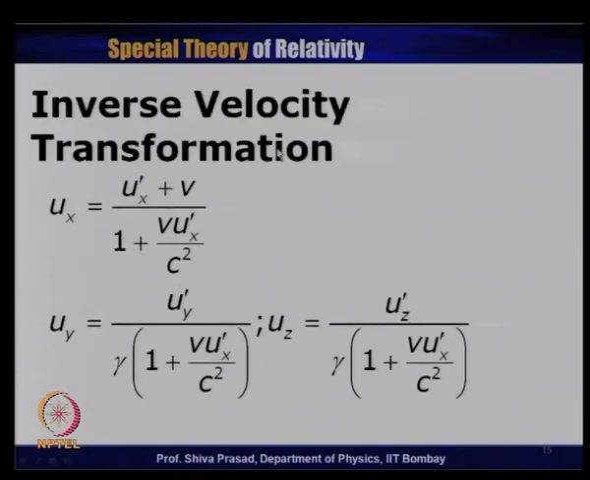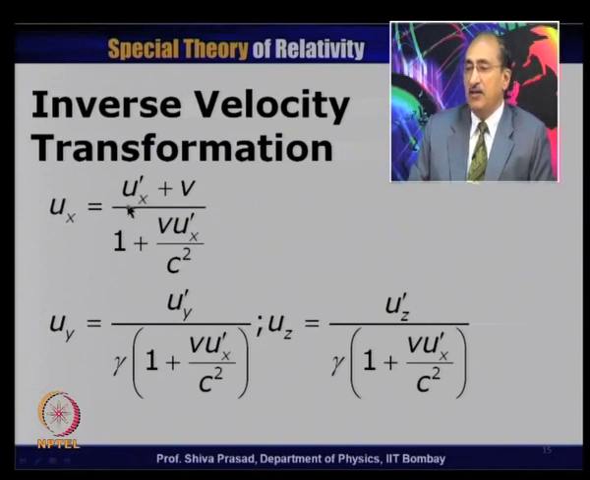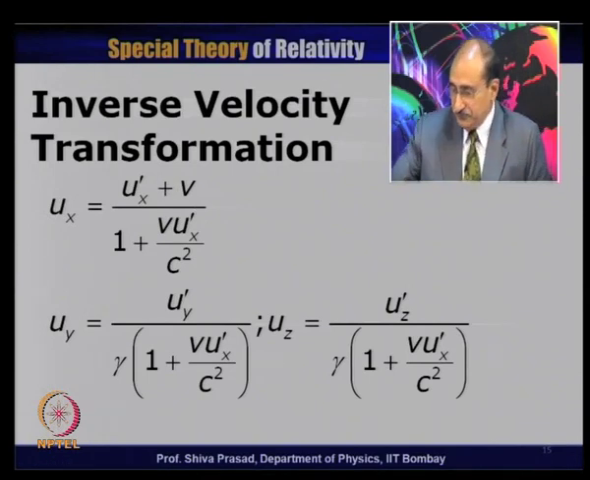So, this is what we get as inverse velocity transformation. Ux is equal to (ux prime plus v) divided by (1 plus v ux prime by c square). Uy is equal to uy prime divided by gamma multiplied by (1 plus v ux prime by c square). Uz is equal to uz prime divided by gamma multiplied by (1 plus v ux prime divided by c square). Remember, there is a plus sign here, a plus sign here, and a plus sign here, because we have changed v to minus v.